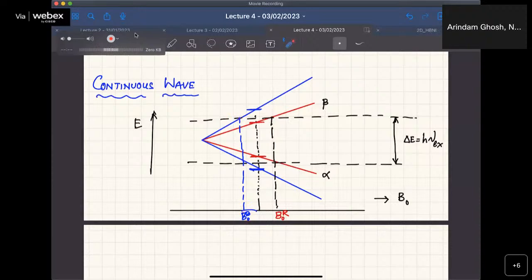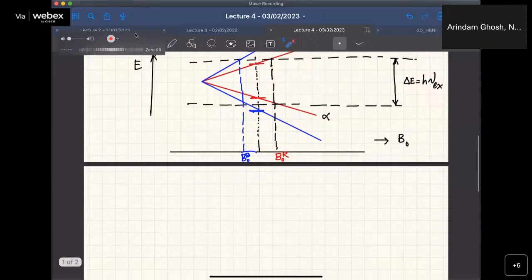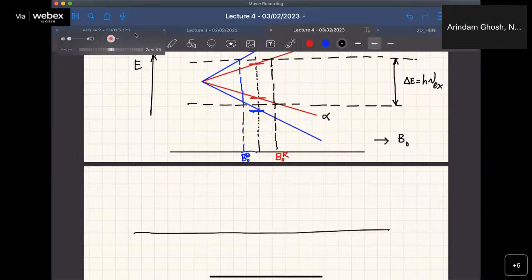So this is called the continuous wave. We have a particular amount of irradiation given, and then we are sweeping the B0. This is the B0. We are sweeping from left to right. At some point, when this particular value exactly matches the B0 blue, and then sometime it will match the B0 of red, then I'll be getting two lines, correct? So I'll be getting one line.